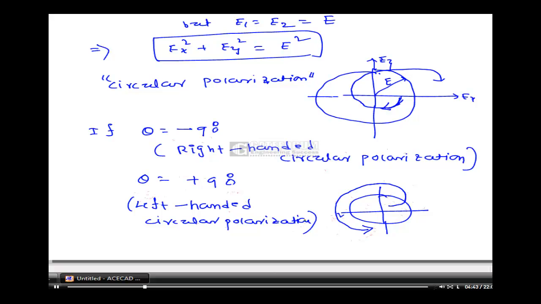Amplitude is the same. Amplitude must be the same for both right-handed and left-handed; it only depends on the sign of the angle. If theta is equal to minus 90 degrees, it is a right-handed circular polarization. If theta is equal to plus 90 degrees, the wave is a left-handed circular polarization. A circular polarized wave looks like this in free space. It rotates like this. So circular rotation.